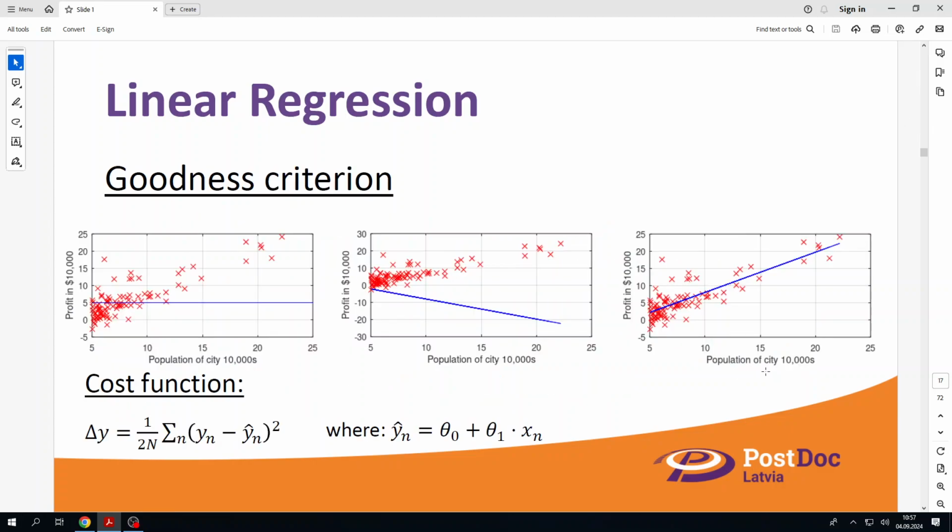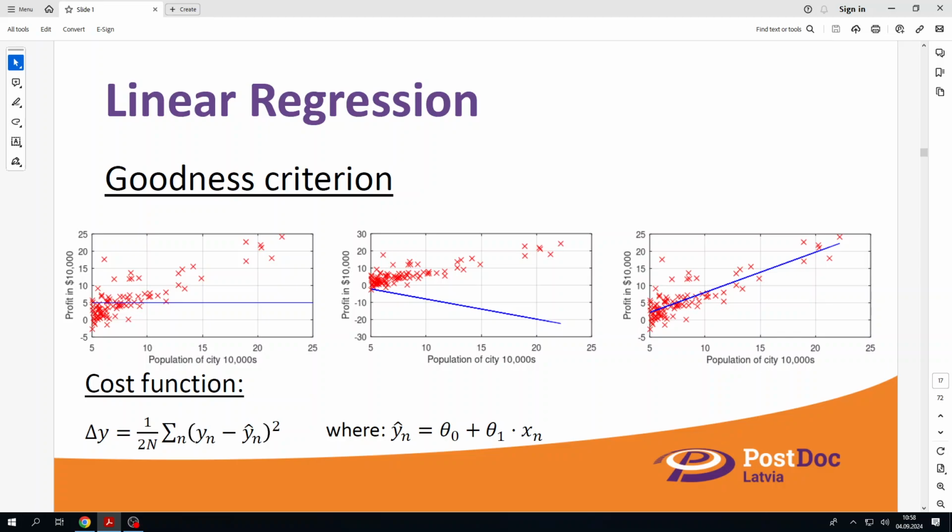So here you can see some examples of possible lines. And now what we need to decide is what exactly is the criteria that we are going to use to say that this fit is good and this fit is bad. This criteria is called the cost function, a certain error of the prediction which needs to be minimal. And the smaller this error of prediction is, the smaller the cost function.